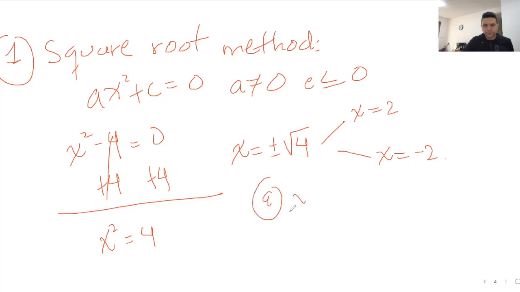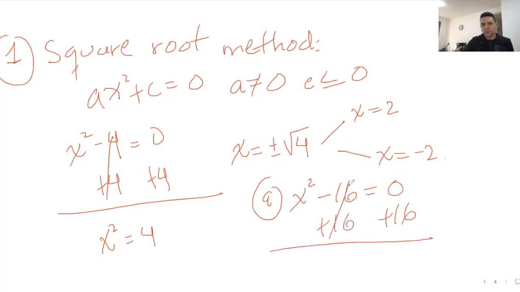A: x squared minus 16 equals 0. So we isolate our x. This becomes x squared equals 16. We take the square root, and then we get x equals plus or minus 4. So those are going to be the roots, right? The numbers that are going to make this equation 0. So (4, 0) and (negative 4, 0). Okay. All right. Yeah.